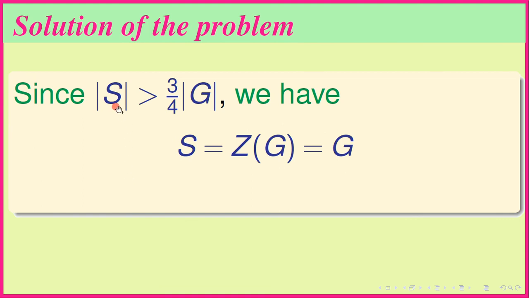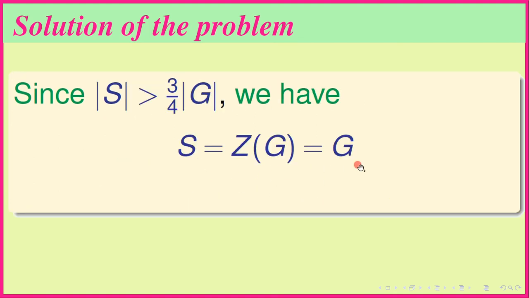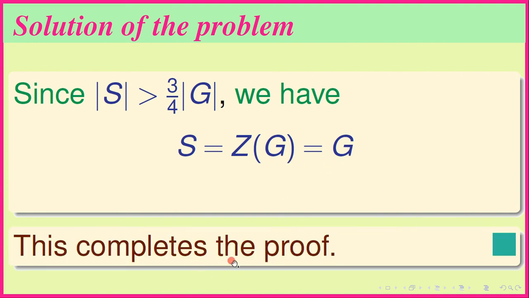And now, since size of S is greater than 3/4 of the order of G, and this is a subgroup, order of S must divide order of G. So we must have S equal to G, but S was sitting inside ZG, so everything is equal here. S is equal to center equal to G. So this shows actually that every element of G is mapped to its inverse under F, and G is abelian because of this equality. So this completes the proof.